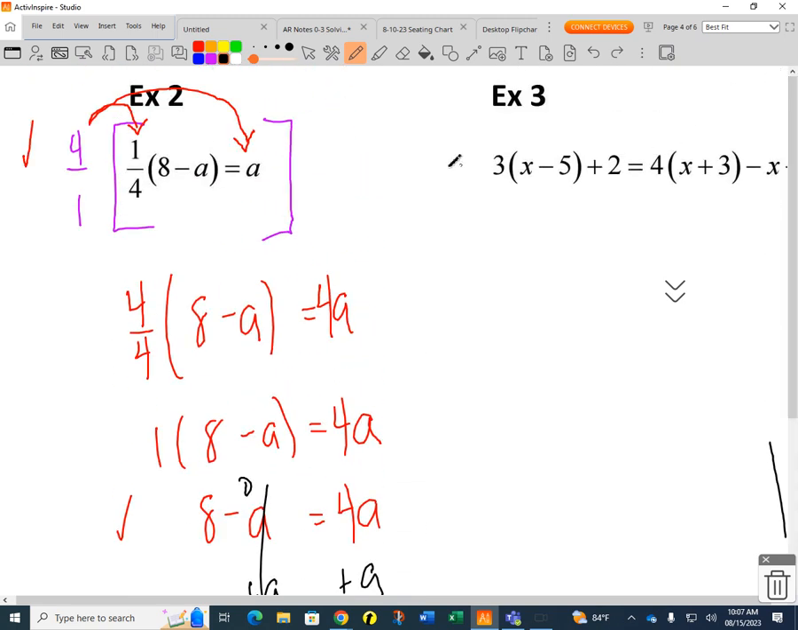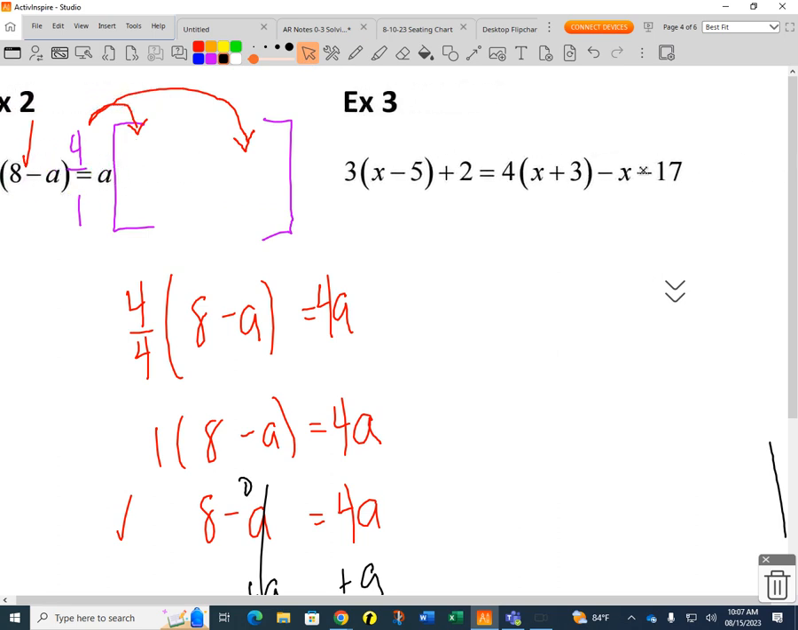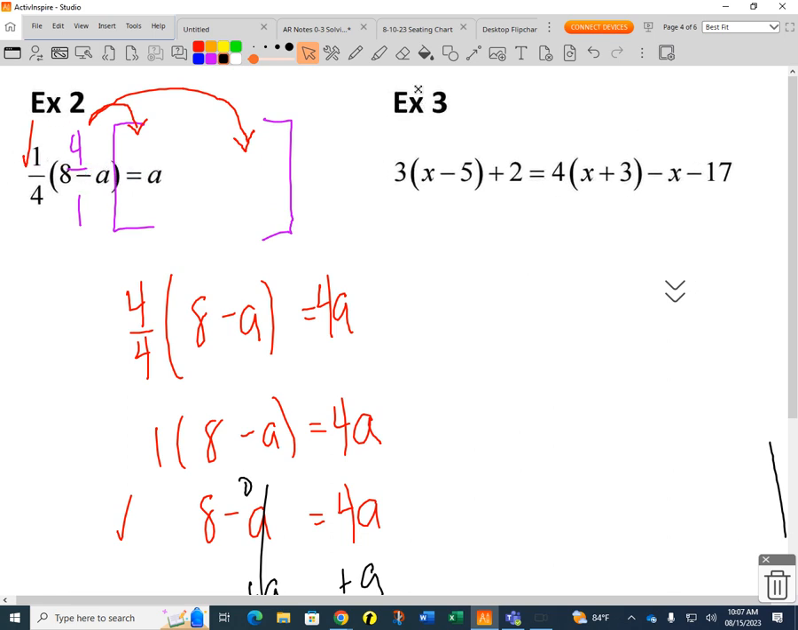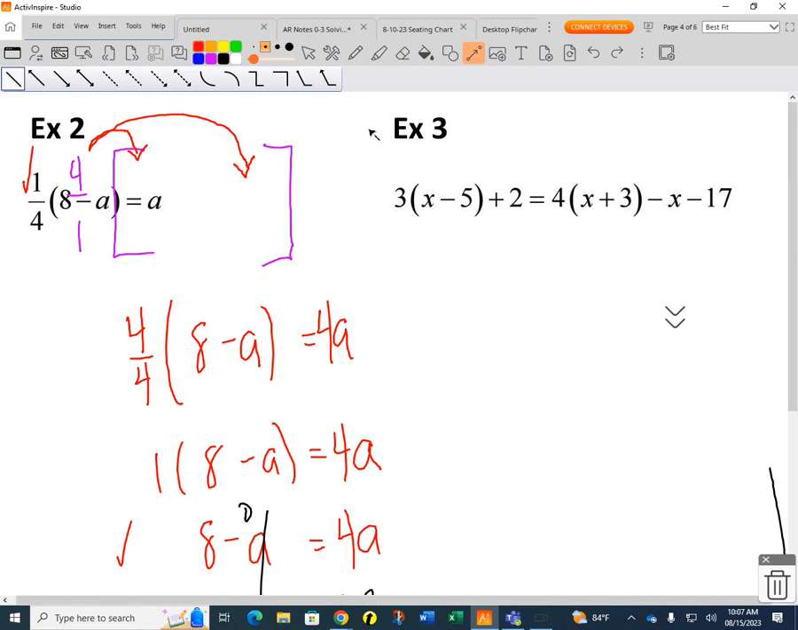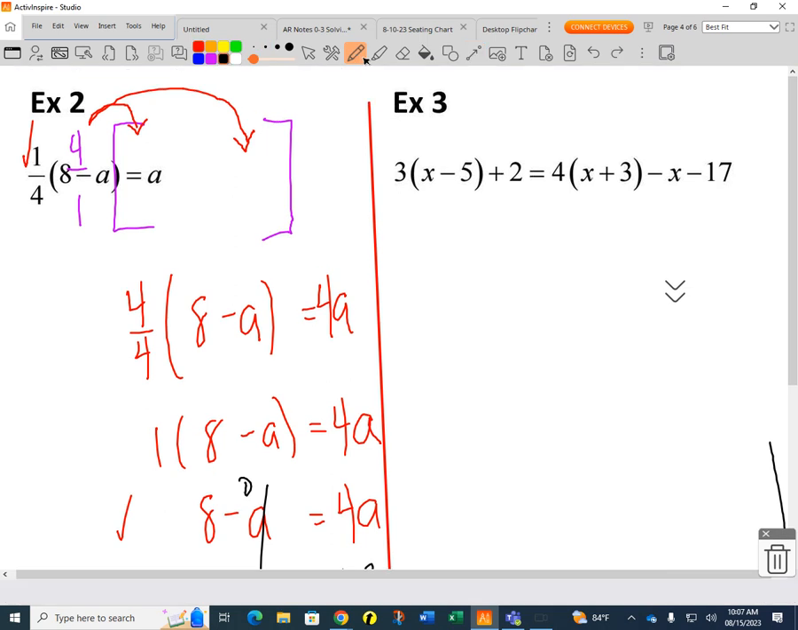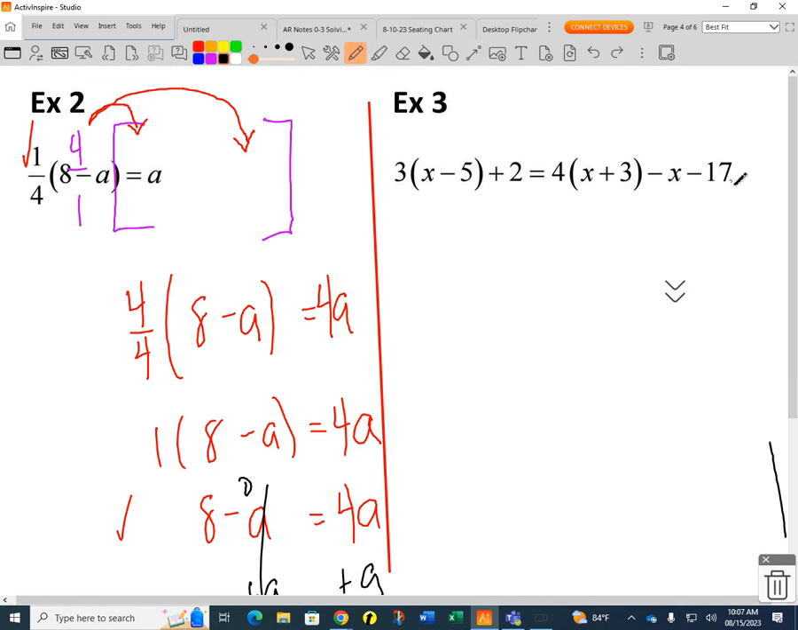To example 3. Example 3, I don't think you have the entire example, so go ahead and write minus x minus 17 on your example. Every once in a while, you can see it digitally, but it doesn't print when I print those notes, and I think this is one of those occasions. So if you did not add minus x minus 17 here, go ahead and do that.